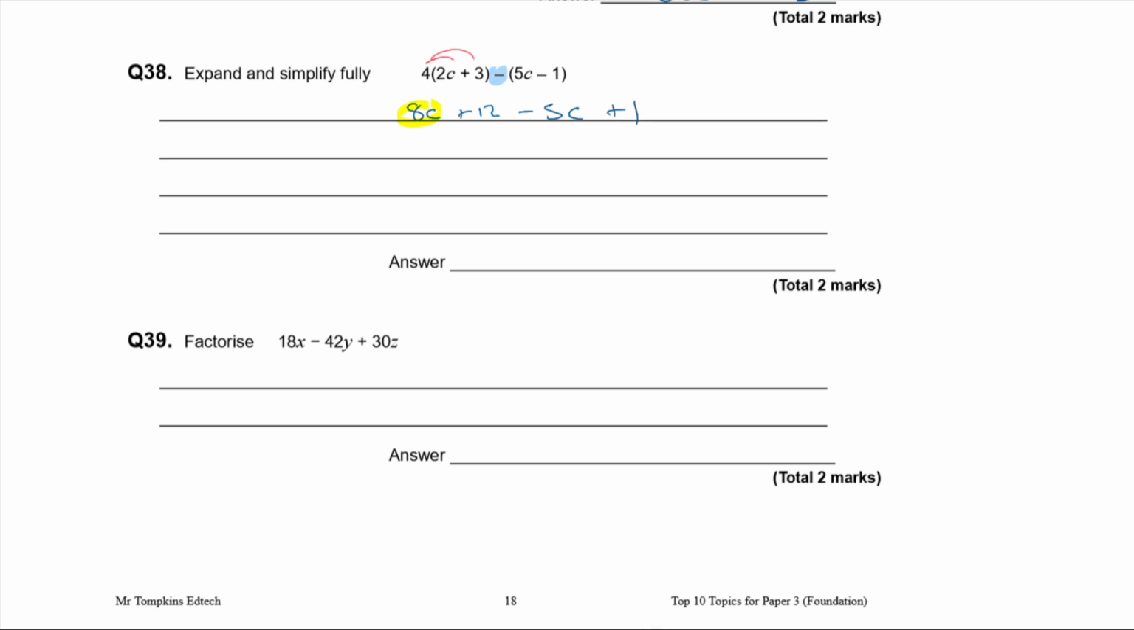So collecting like terms, we've got 8c minus 5c. That's going to give me 3c. And 12 plus 1 is 13. So I'm going to get 3c, and 12 and 1 make 13. That's my final answer. 3c plus 13.